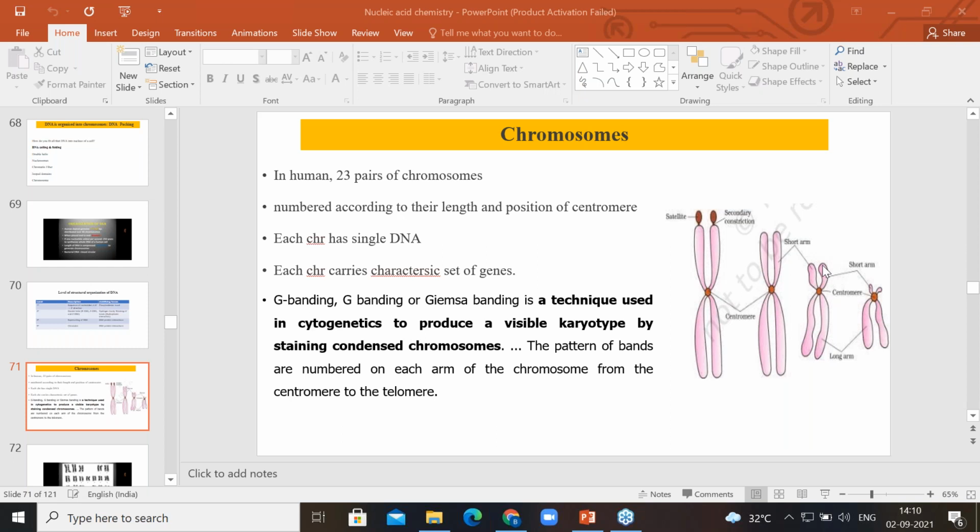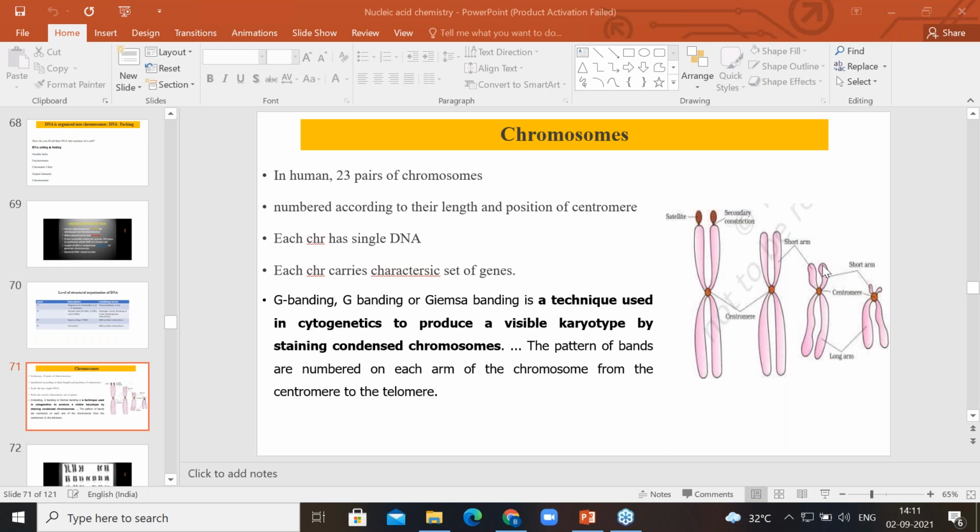So G banding or the Giemsa banding is a technique used in the cytogenetics to produce a visible karyotype. What is karyotype? Karyotype is the chromosome, जो हम chromosome का picture image देखते हैं, that is the karyotyping, और इसमें हम chromosomes को stain करते हैं Giemsa stain से.